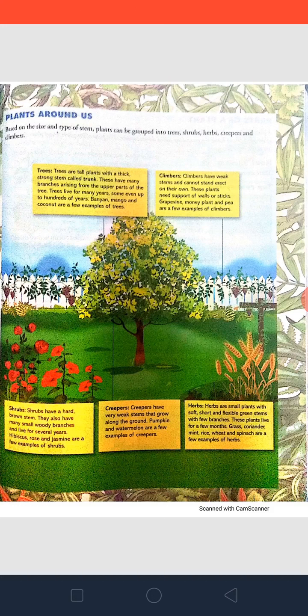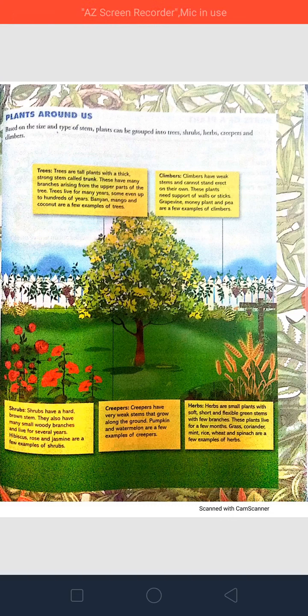The third thing you have to observe is the number of branches, and whether branches are seen close to the ground or at a height. The branches, whether they are seen close to the ground or at a height. You have to observe it very carefully.